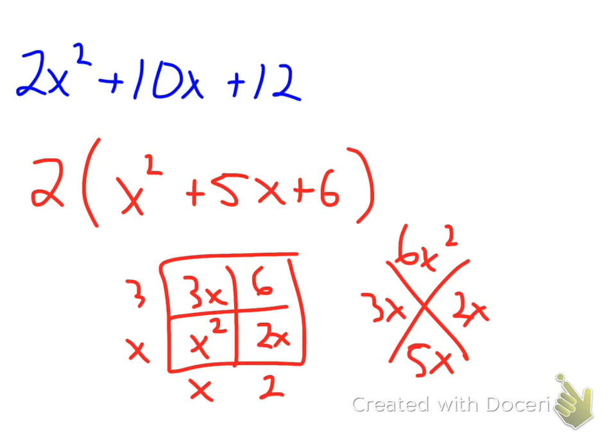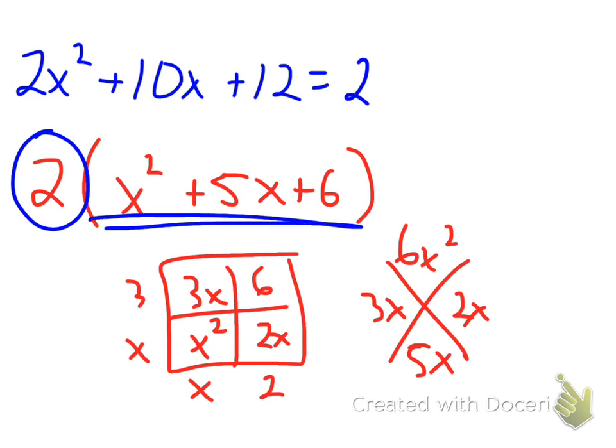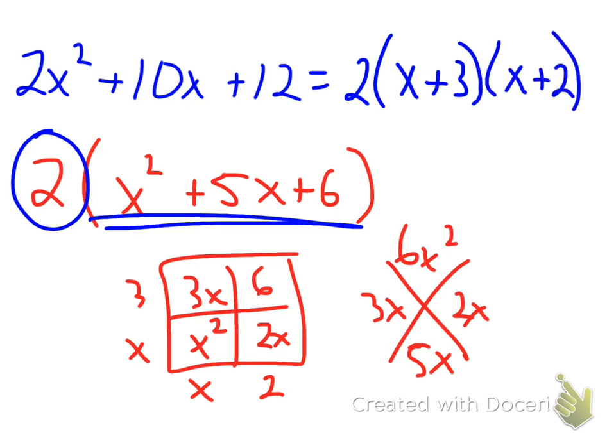would now be written as 2, and what was left here is now written as x plus 3 and x plus 2. That is now factored completely.